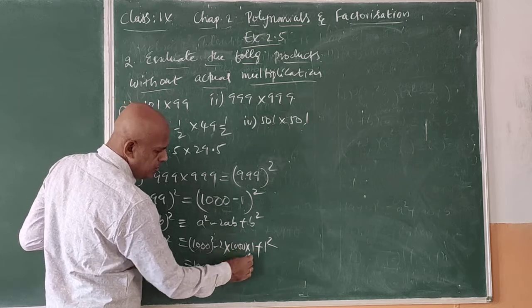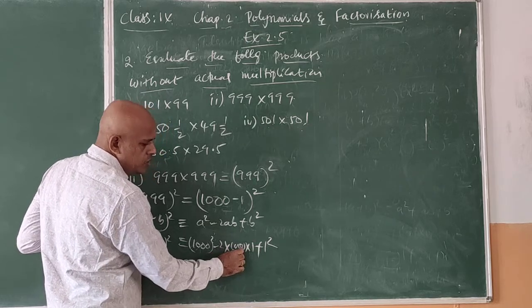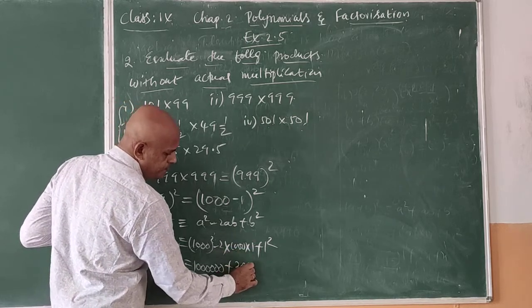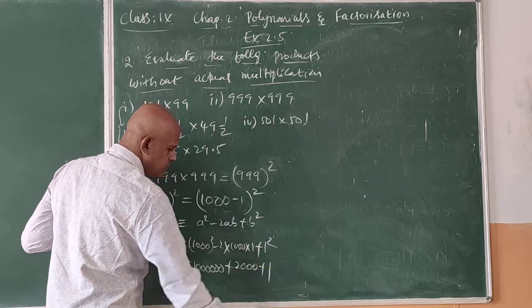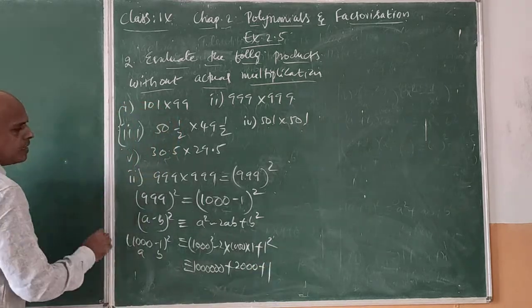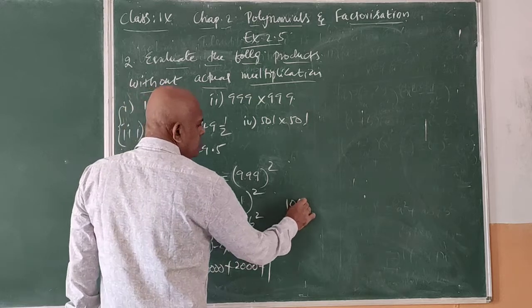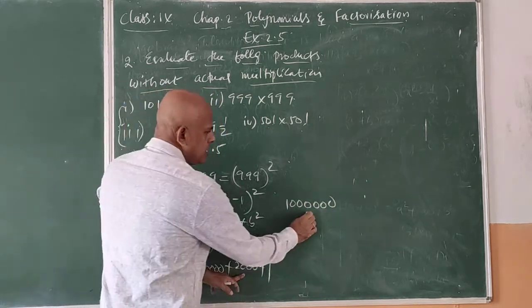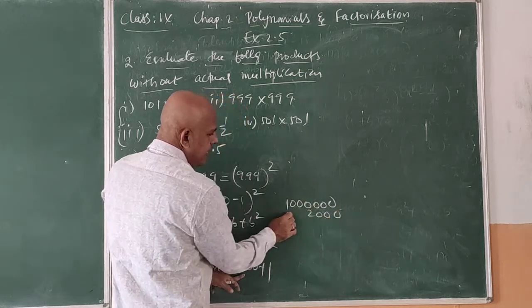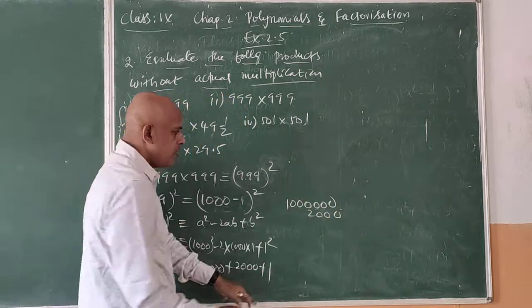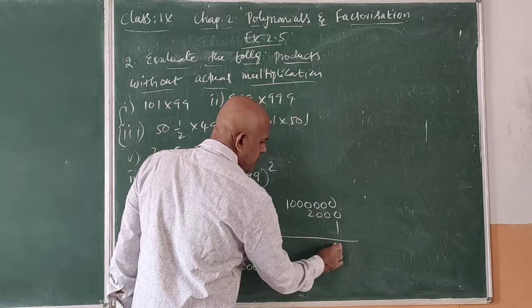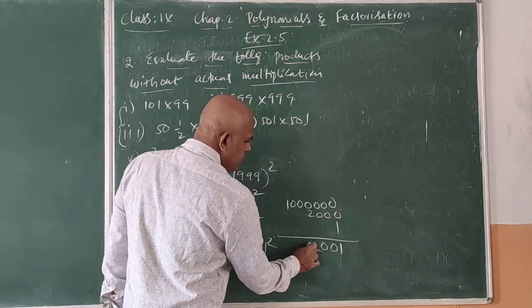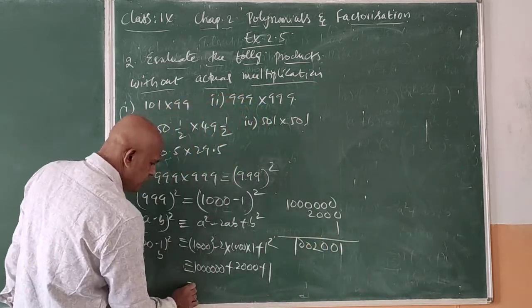And 1000 into 1 is 1000; 2 into 1000 is 2000, into 1, 2000. Plus 1 square is what? 1. So we have to add here. Place values are very, very important here. Somebody will write 2000 wrongly. So 1 here we should write. So what do you get here? 1, 0, 0 and here 2, 0, 0, 1.